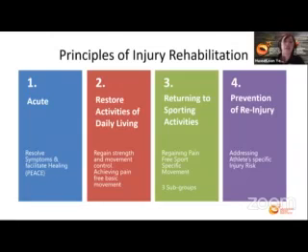Now what does the acute phase mean? Within this phase itself, we focus on resolving symptoms, and the aim is also to facilitate whatever helps with healing. So this is where PEACE and LOVE actually applies quite widely within this acute stage, right?